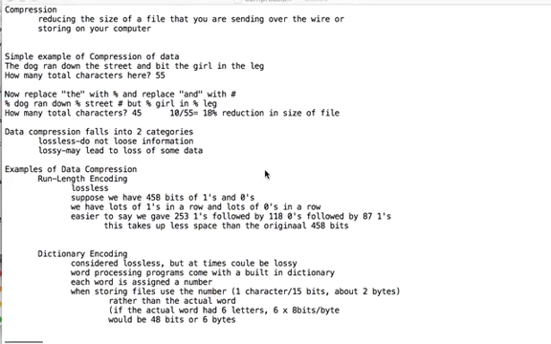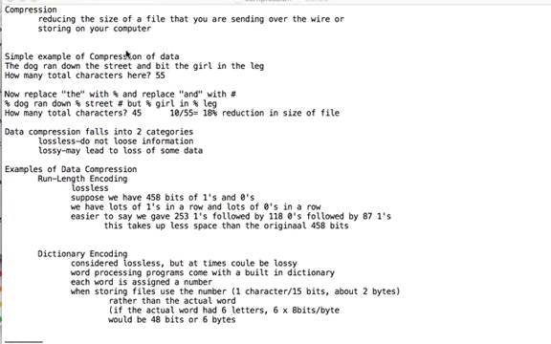I want to talk about compression. Compression is the idea of reducing the size of a file that you are sending over the wire or that you're going to store on your computer, on your hard drive. You're reducing the size of the file.